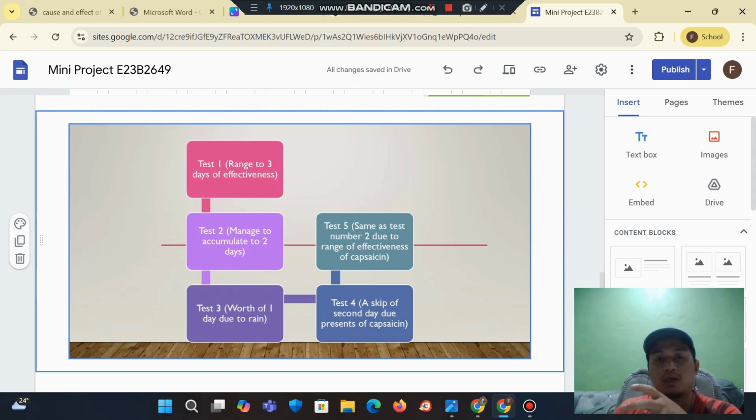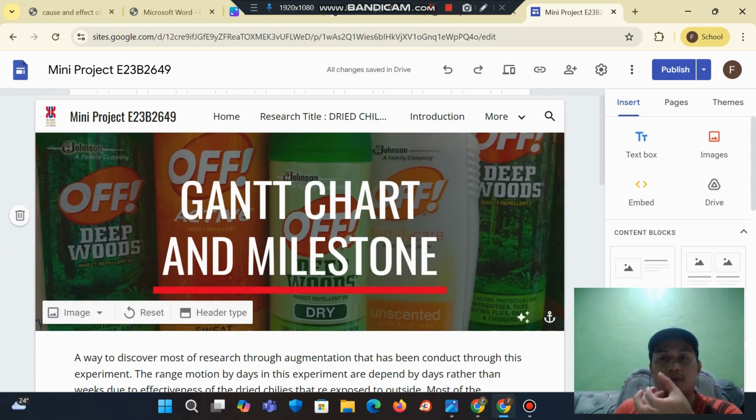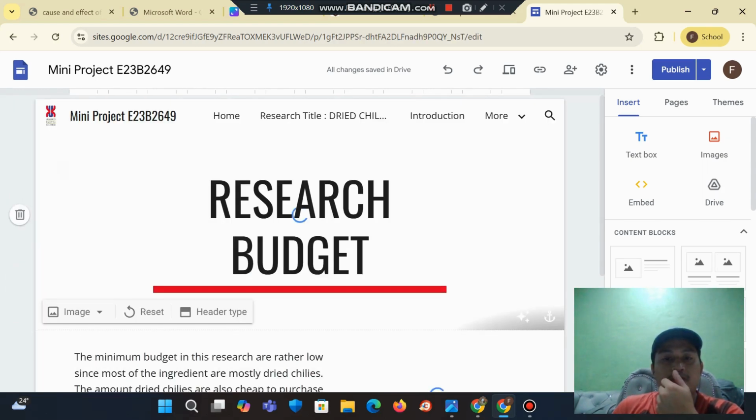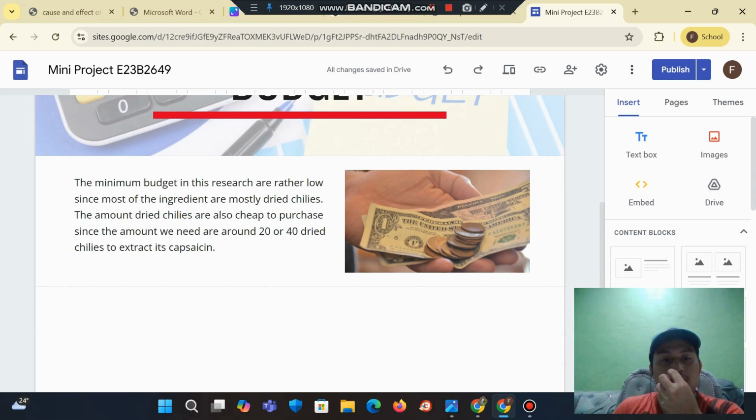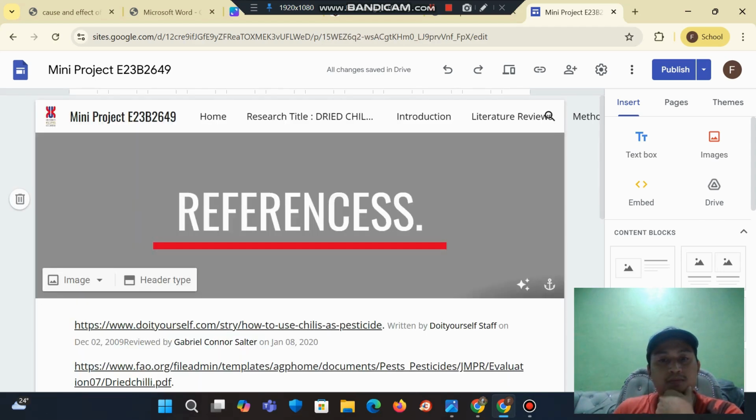We can already see in test number five and test number four that the range of effectiveness depends on the level of the capsaicin itself. The research budget is not more than a few ringgits, and that includes around 20 to 40 for just the dried chili extract. It is worth just going to a convenience store and finding it. It's mostly cheap. Don't make it hard, keep it simple.